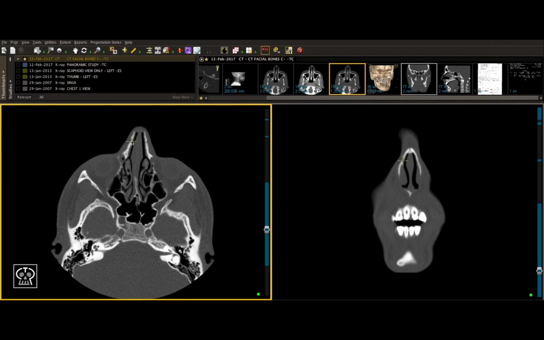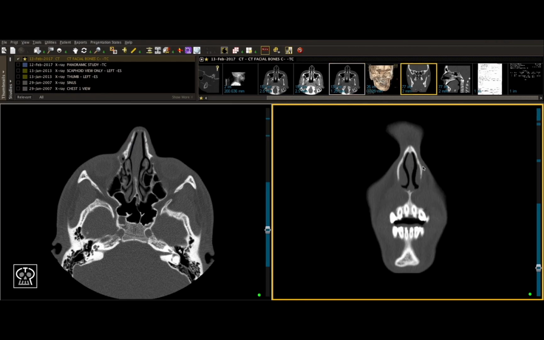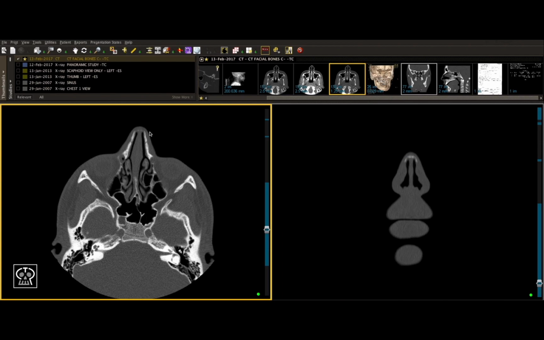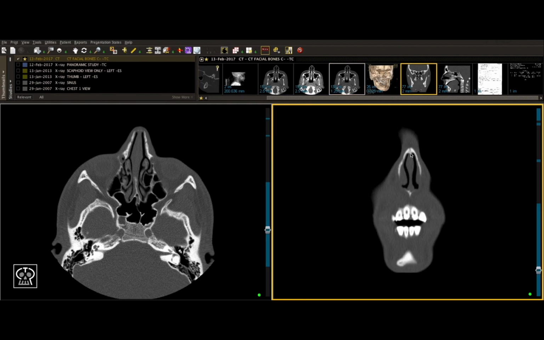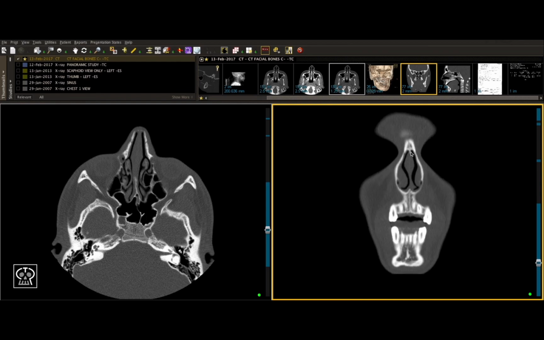If we compare with the coronal view, we can see here that these two suture lines are present as well and represent the junction between the nasal bones and the maxilla. In addition, if you trace the suture line running between the nasal bones, you'll see that it runs along the midline and connects the two nasal bones to each other.